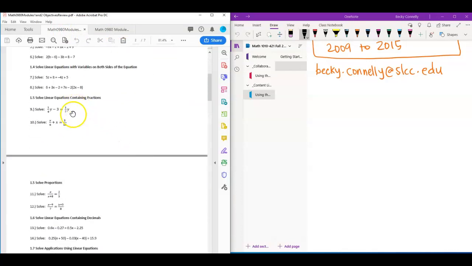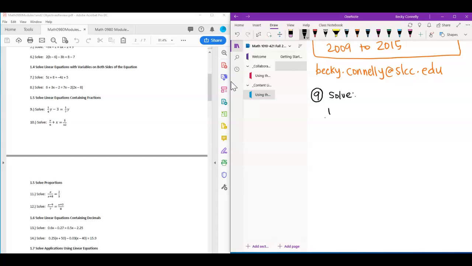So 9 and 10, right? They have these fractions in them. And so let's do number 9. We can do both of them if you want. Let me get through with number 9, and then if you're like, yeah, let's do number 10 also, just to make sure we can do them both.